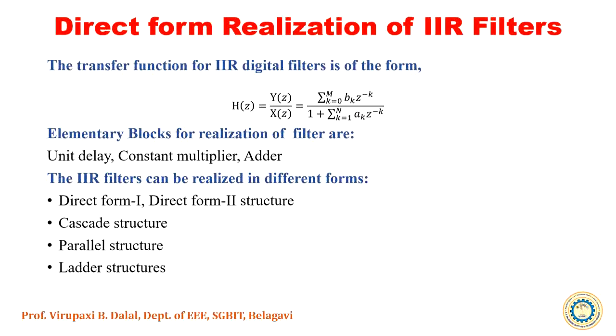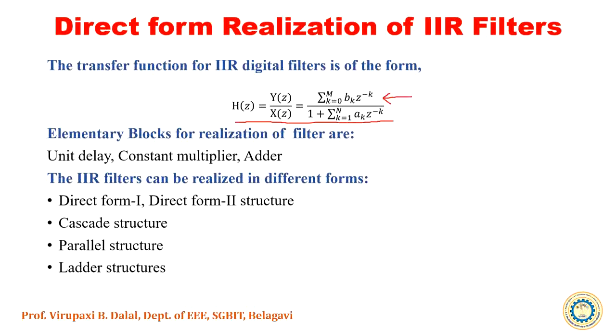Let us discuss direct form realization of IIR filters. The general transfer function for any IIR digital filter is of the form H(z) = Y(z)/X(z), which in turn is equal to summation k varies from 0 to M b_k z^(-k) divided by 1 plus summation k varies from 1 to N a_k z^(-k).